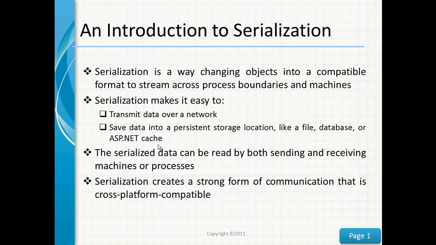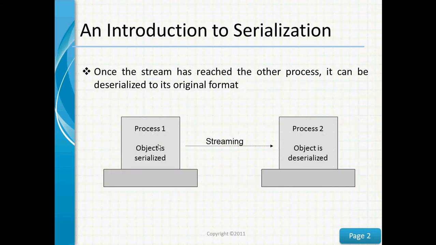Serialization is a way of changing objects into a compatible format to stream across process boundaries and machines. Serialization makes it easy to transmit data over a network or save data into a persistent storage location, like a file, a database, or an ASP.NET cache. The serialized data can be read by both sending and receiving machines or processes, and serialization creates a strong form of communication that is cross-platform compatible. Once the stream has reached the other process, it can be deserialized to its original format.